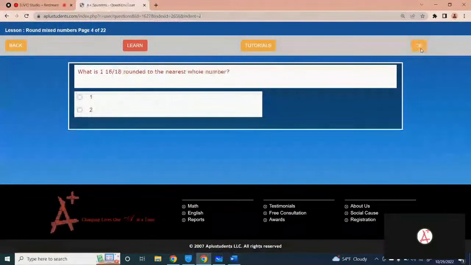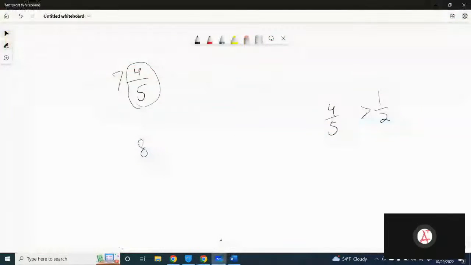Okay, now you have to round off 1 whole 16 by 18. So you have to compare the fractional part to 1 by 2. So 1 whole 16 over 18. You write the answer in the mixed fractional form. So you have to divide it by 2. So it would be 2 times 8 is 16 and 2 times 9 is 18.